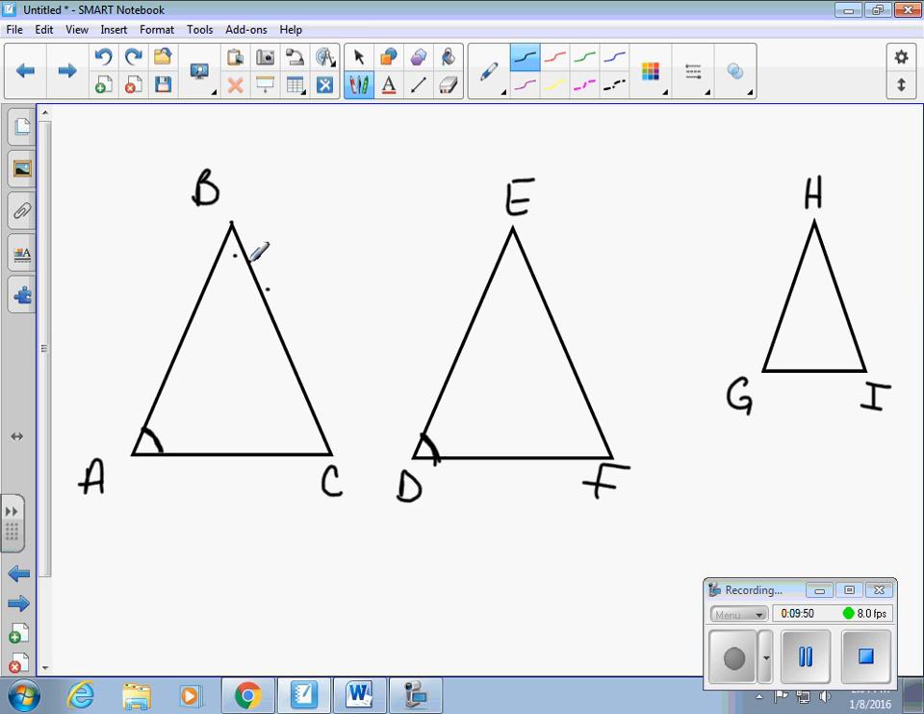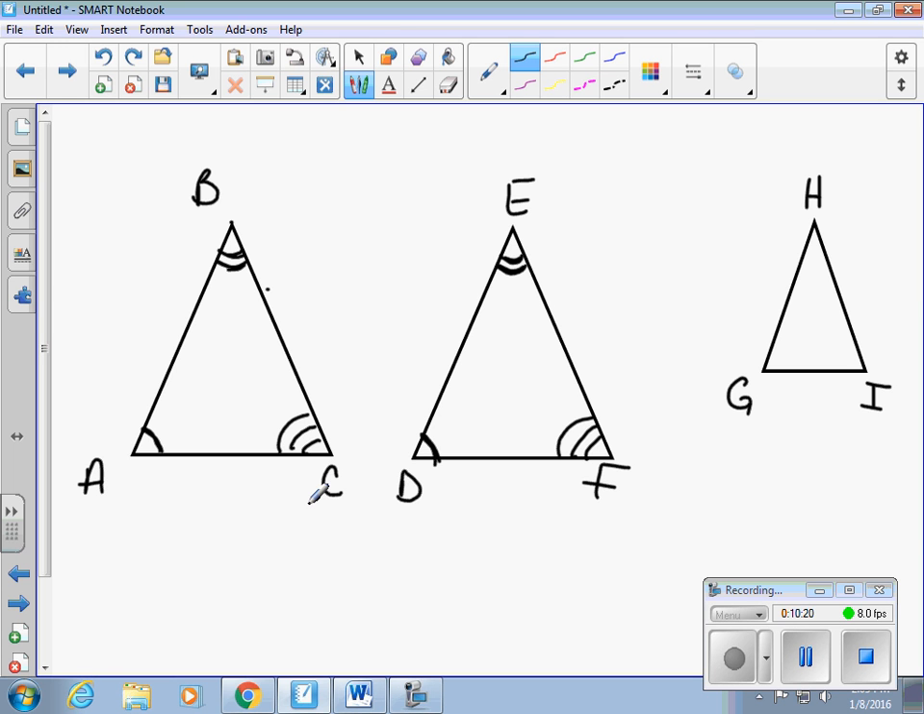Now, what angle corresponds with B? So I'm going to put 2 little marks here. Which one corresponds with angle F? So I'm going to go over here and put 3. Do we see what I did? I'm doing a little special mark. So if somebody looks at that, we've already said those angles are equal to each other. Got those special little marks.